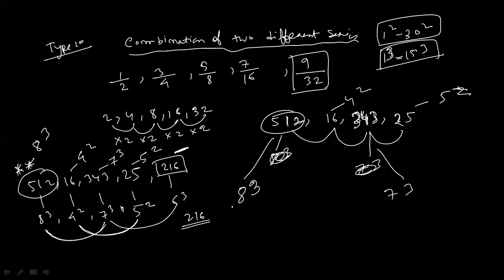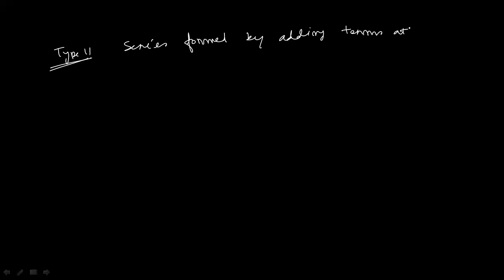Now see type 11. So type 11 is a series formed by adding terms at more than one level. Now see, type 11, this is also very important. Series formed by adding terms at more than one level. So how can you solve this type of question?